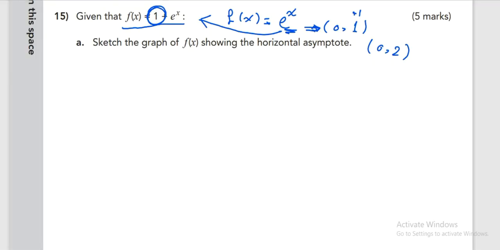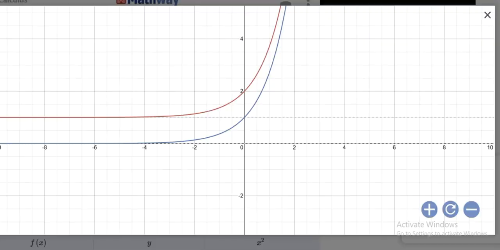Sketching the graph and showing the horizontal asymptote, we have to draw the graph. This line, this dashed line, is the horizontal asymptote. We have to show it.